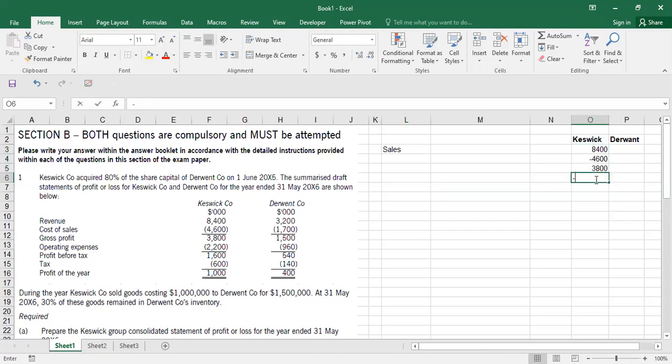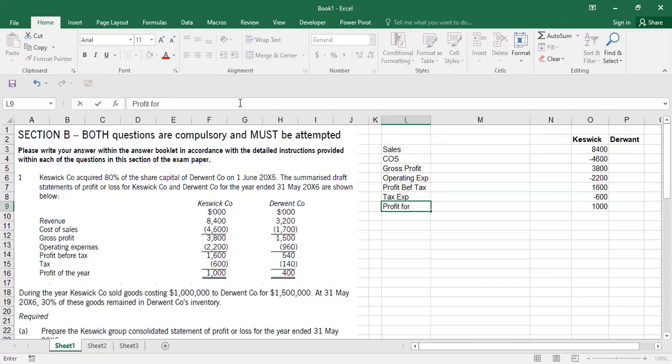So you've got here minus 2200 and then you make a total and it is 1600. From here it is minus 600. This is tax and you make a total. So this was your cost of sale. This is your gross profit. You don't need to do all of that. You just need to make the parent, but we are just putting it here for ourselves. Operating expenses you have. Let me just make it short so that it comes within the line. And then you have profit before tax, and then you have tax expense, and you have profit for the year.